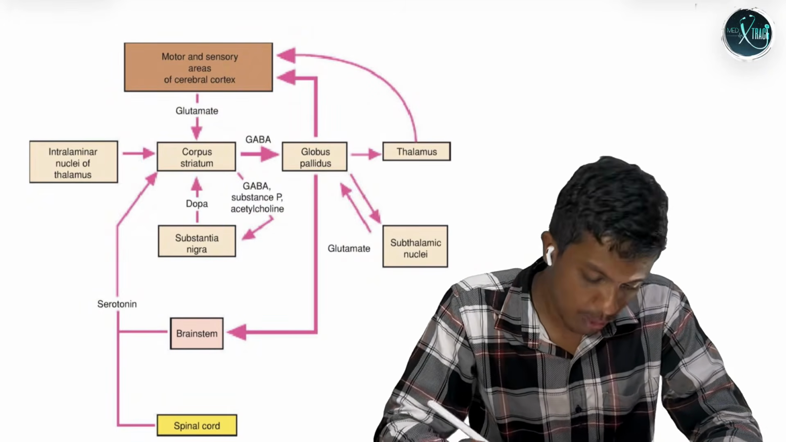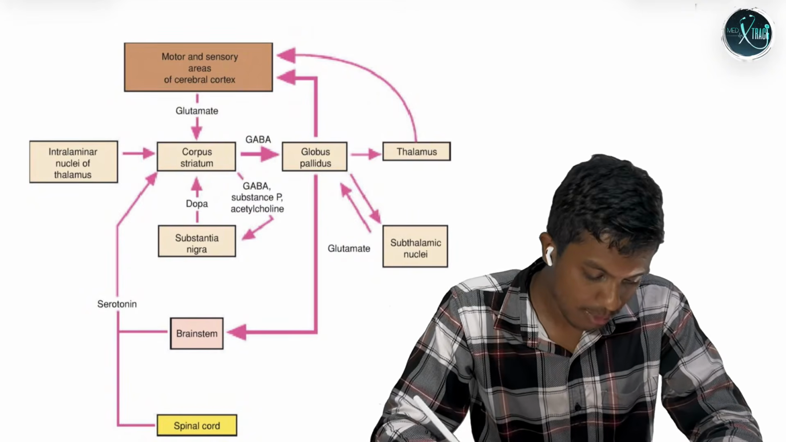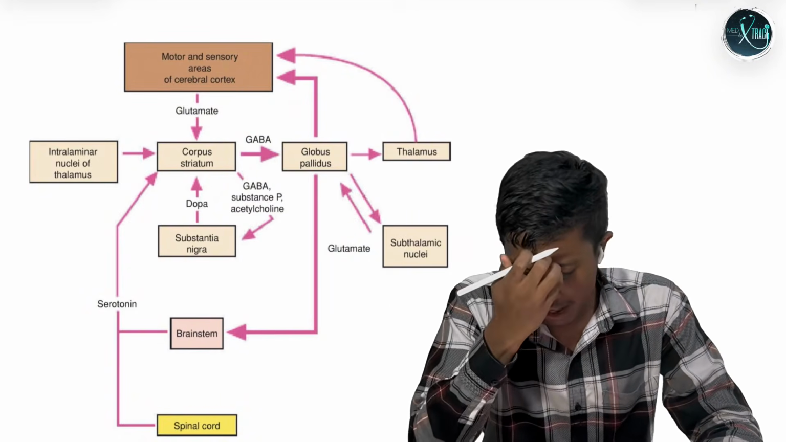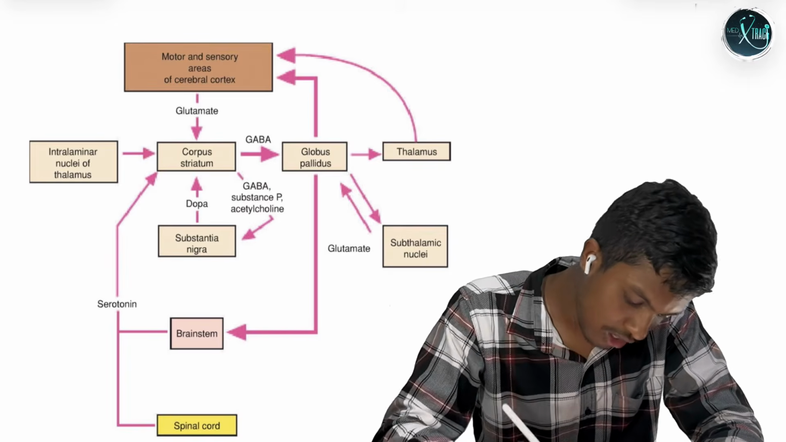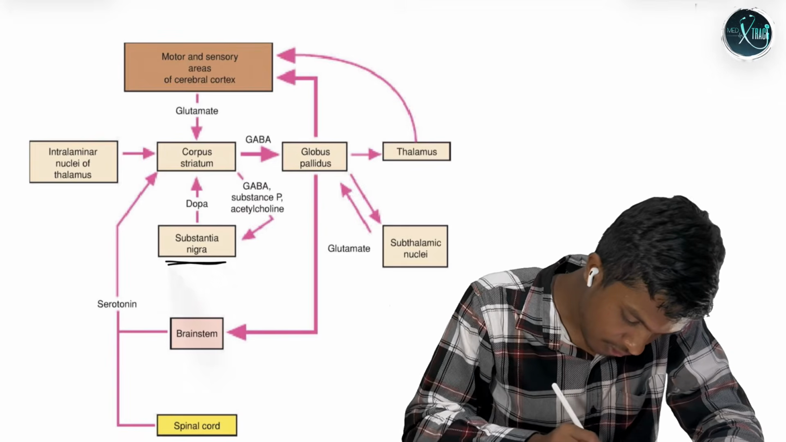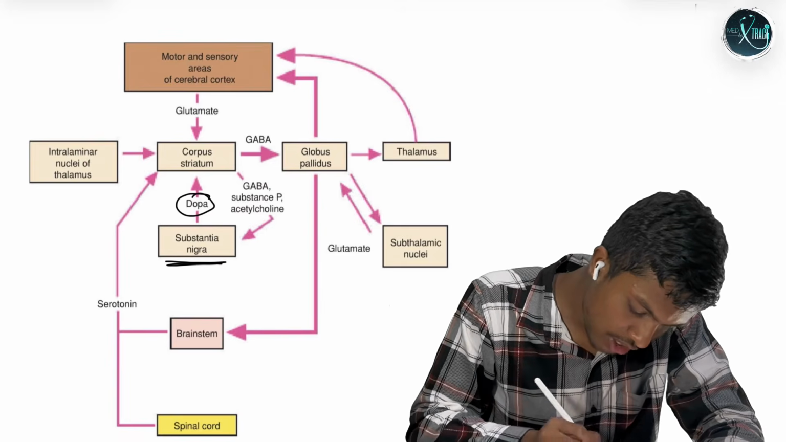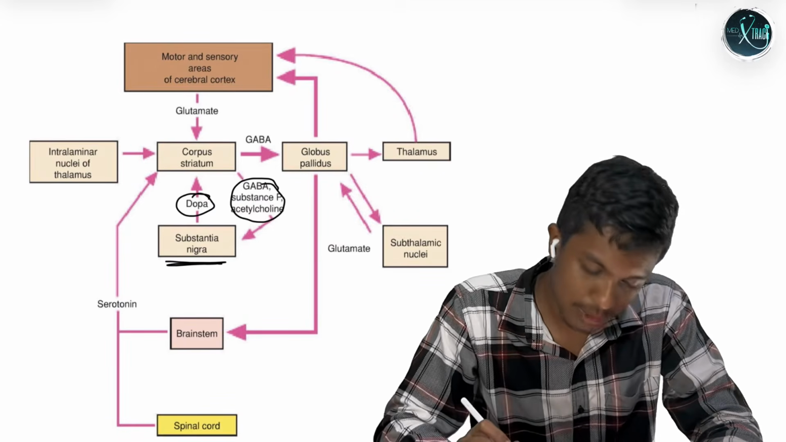Further, the globus pallidus sends an inhibitory neurotransmitter to the thalamus, and that signals back to the cortex. Further, the important connections include the substantia nigra via dopaminergic, and reflex by GABAergic and substance P.